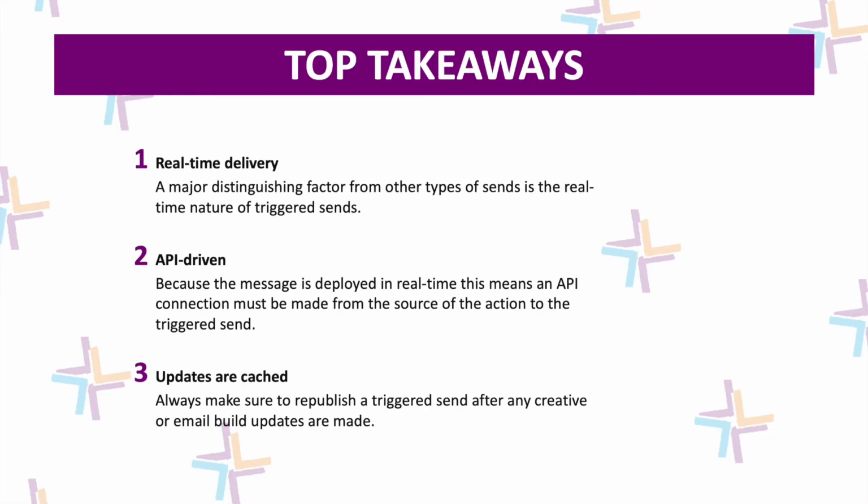For today's takeaways, first, one of the biggest distinguishing factors from other types of deployments in Marketing Cloud is that triggers are real-time. As soon as data hits the Marketing Cloud, an email is fired off. Second, while we went over the setup of the trigger definition in Marketing Cloud, know that an API call must be created at the source of the action for communication between the two systems. And last, keep in mind that emails are cached at the time of publishing, so always make sure to republish a trigger after any creative updates have been made.